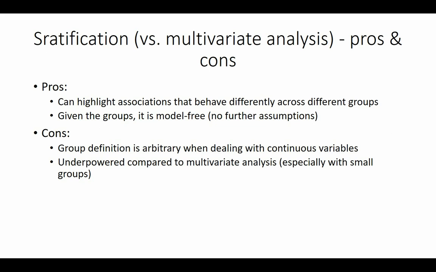On the other hand, the actual definition of groups could be arbitrary when you deal with continuous variables. If you want to account, say, for the income of people, then it's not entirely clear how you would split them into different groups. What are the thresholds and cutoffs that you use for different income groups? And very often it's underpowered compared to multivariate analysis, especially when the groups are not very large. If you end up with very small groups, it's not likely that you're going to get significant results, and that's a sign that you might want to use multivariate analysis.